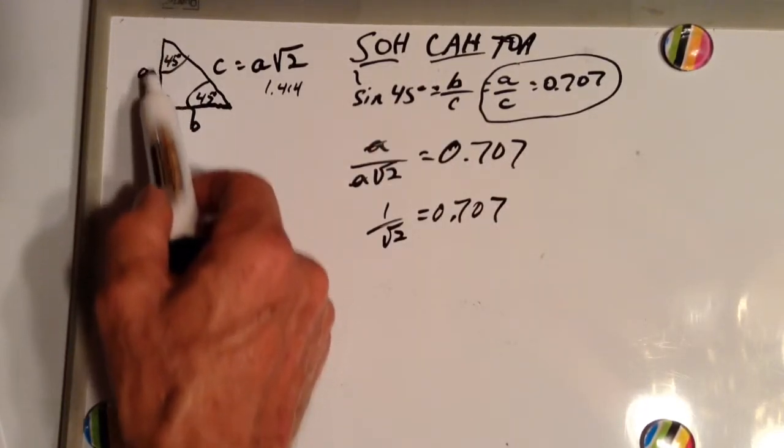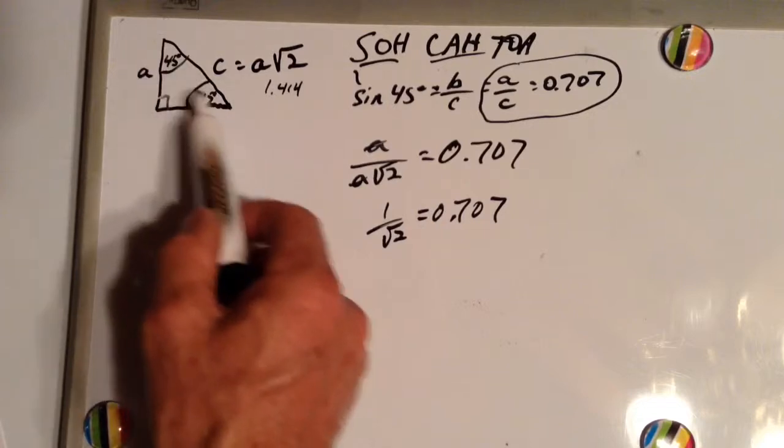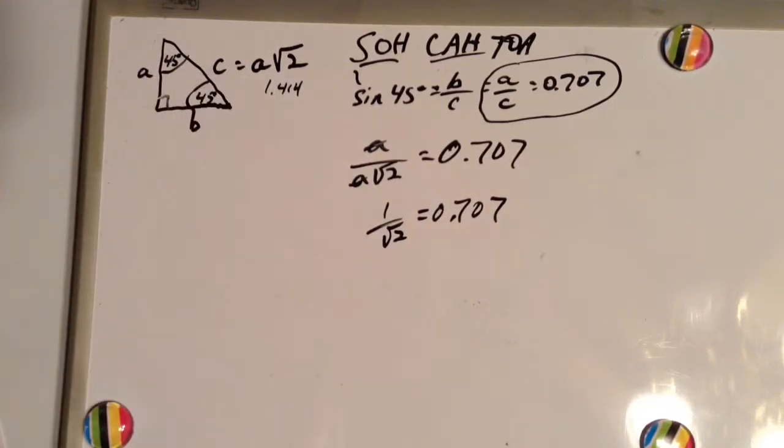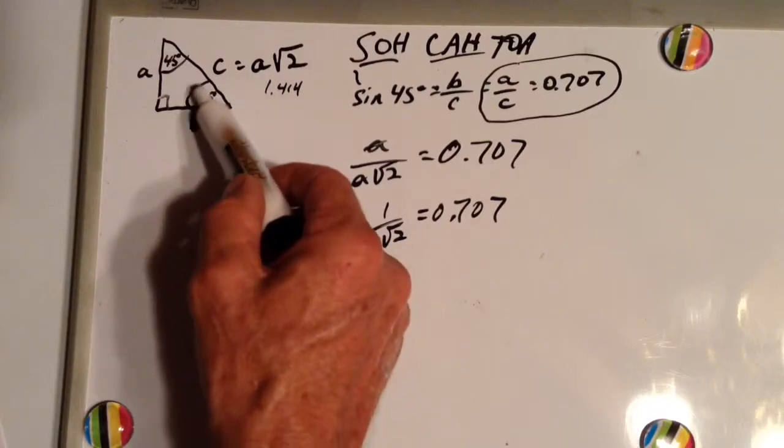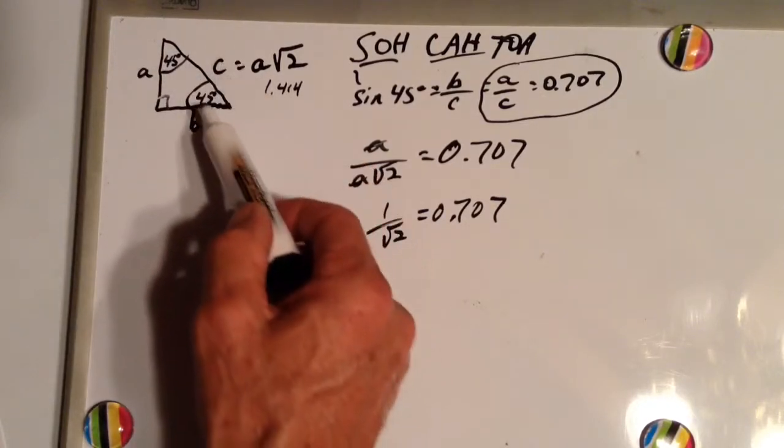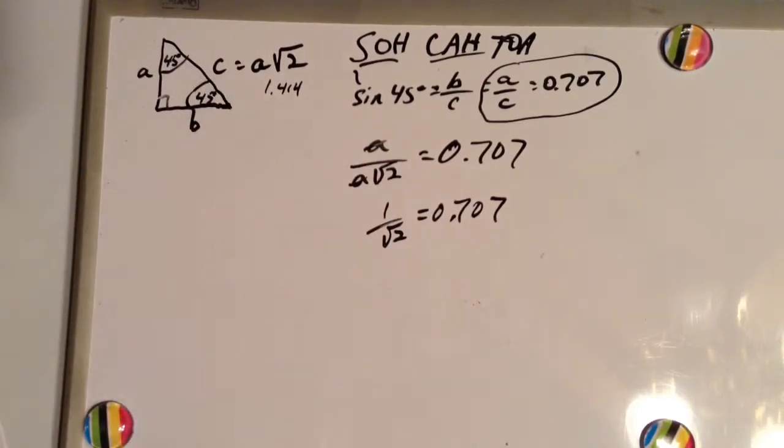Here's the adjacent side to this 45-degree angle. There's the hypotenuse. A over C is what we have again. Same deal with this 45-degree angle. Its sine is equal to A over C. Its cosine is equal to B over C. Now, the sine and cosine of an angle are only the same when that angle is 45 degrees. It changes all around for our other angles.